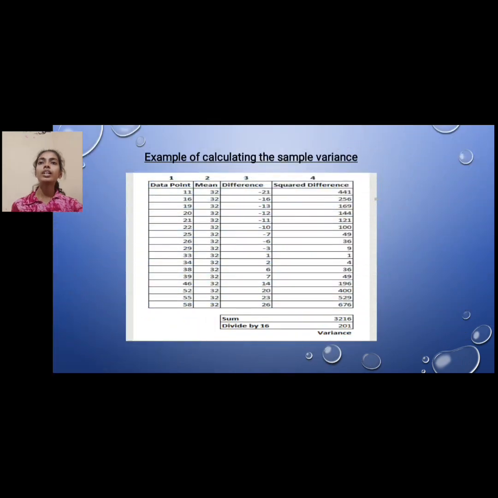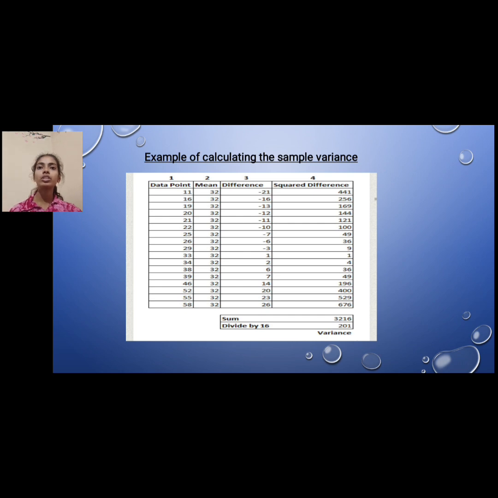Example of calculating the sample variance. I will work through an example using the formula for the sample variance on a dataset with 17 observations. The numbers in parentheses represent the corresponding column number.